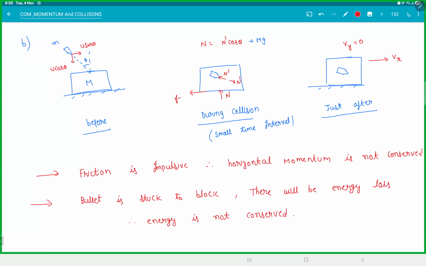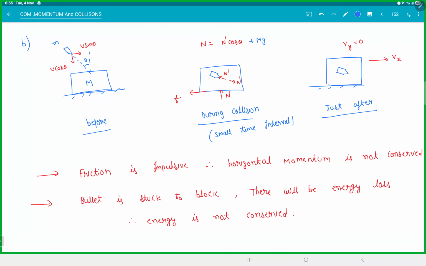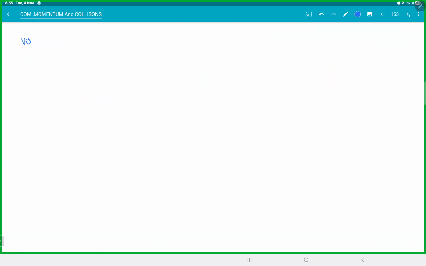So how do we handle this? Listen carefully. Let's look at the momentum in the vertical and the horizontal direction. In the vertical direction, what are the forces? mg we are ignoring, so integral N dt will be the change in momentum in the y direction. We ignore mg because N is much greater than mg. Technically, I should have written (N minus mg) dt and all that, but we are ignoring it.